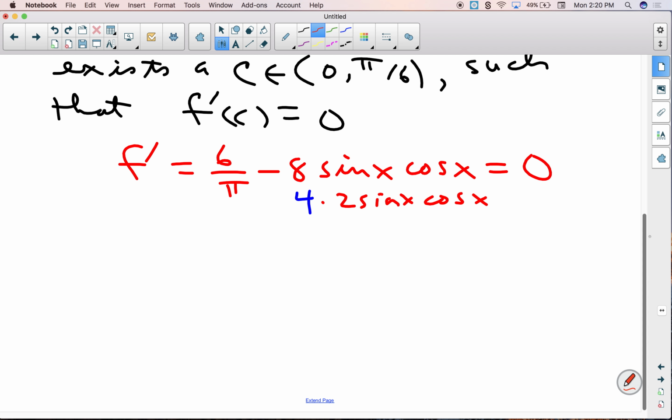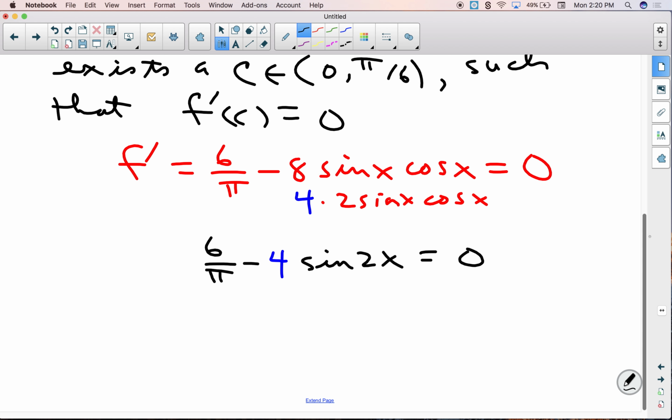So you can rewrite this now, let's go to black here, as 6 over pi minus 4 sine 2x equals 0. The 4 comes out. If you slide a 4 out of that, you're left with 2 sine cosine, which is sine 2x. It's the double angle formula. When you take the derivative of sine squared, it just pops out, so it's a good one to remember.